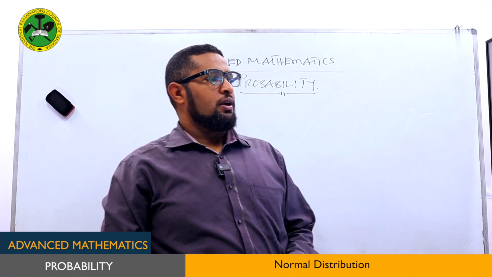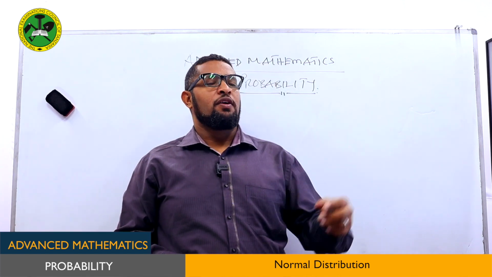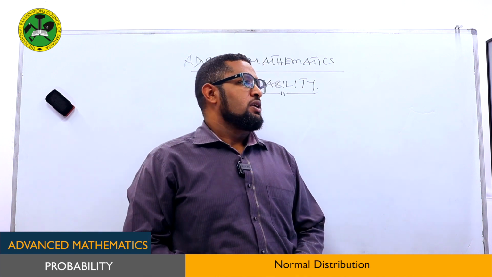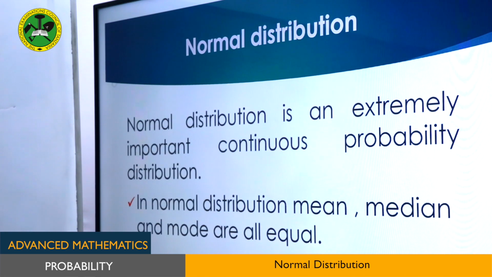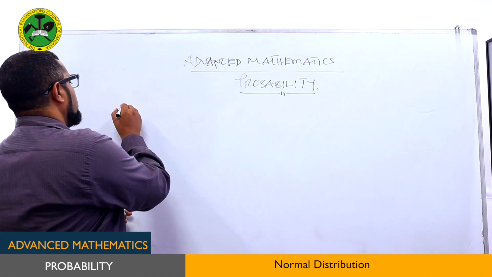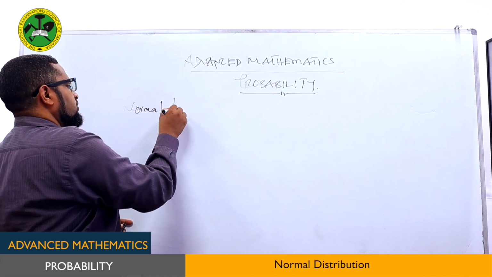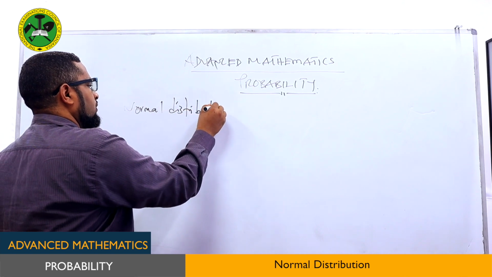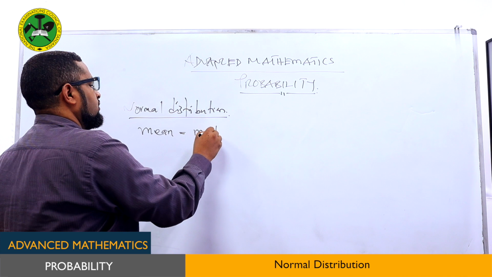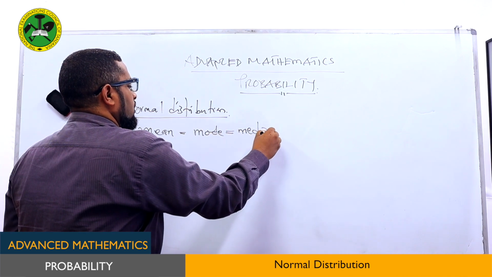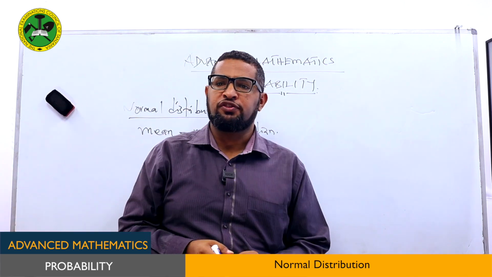If you remember, in special probability, we have the so-called normal distribution. Normal distribution is an extremely important continuous probability distribution in which the mean of the data, the median of the data, and the mode of the data are all equal. That is when you're talking about normal distribution. In normal distribution, mean equal to mode equal to median.